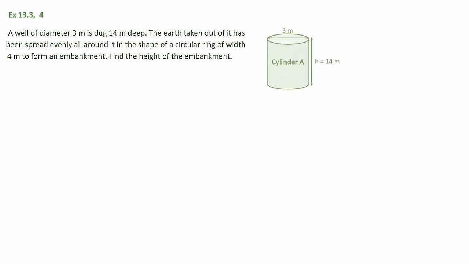Let's visualize the question. This is a cylindrical shaped well. Cylinder A we can consider, and the height is given to us as 14 meter and the diameter is 3 meter. And while digging this well, we are getting a particular quantity of earth.